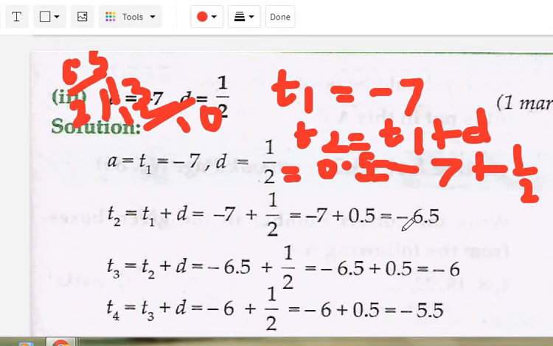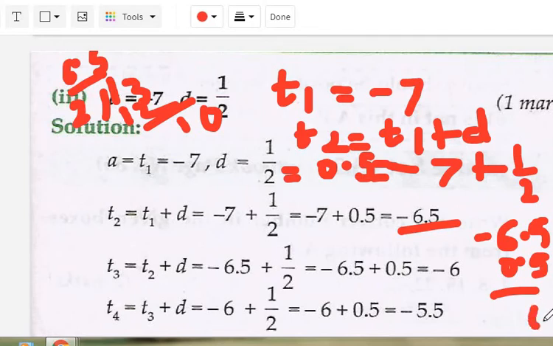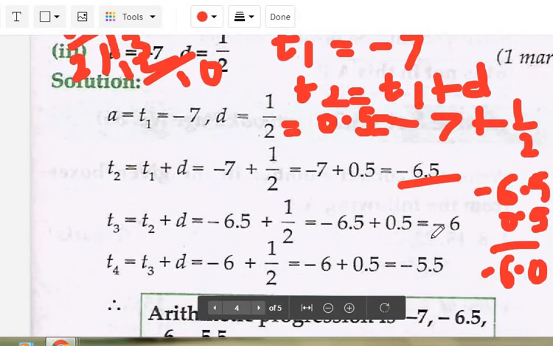Now T3 is equal to T2 plus D. T2 is minus 6.5 plus 1 by 2. 1 by 2 means 0.5. Now see, minus 6.5 and plus 0.5 means we have to subtract 0.5 from 6.5. 5 minus 5, 0 point, and 6 as it is, that is minus 6.0. Here minus 6.0. Again T4 is equal to how much?